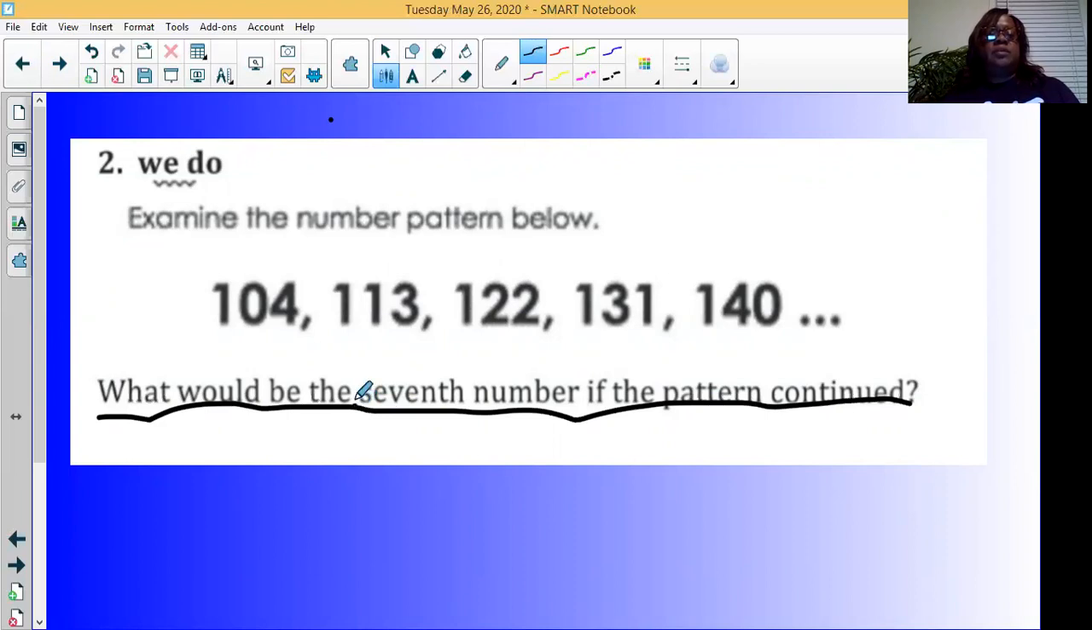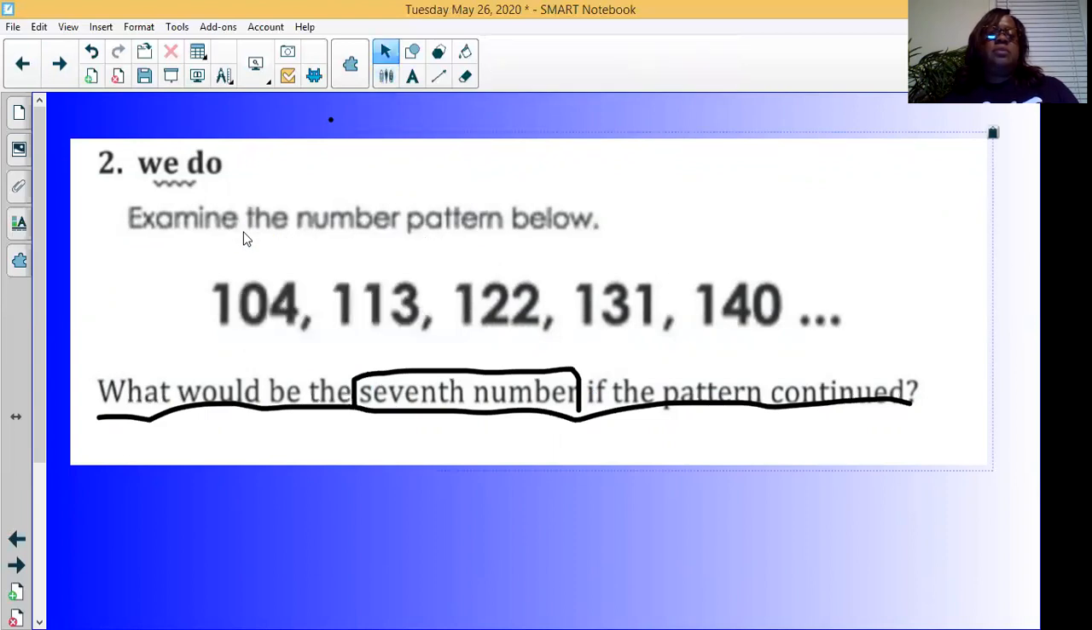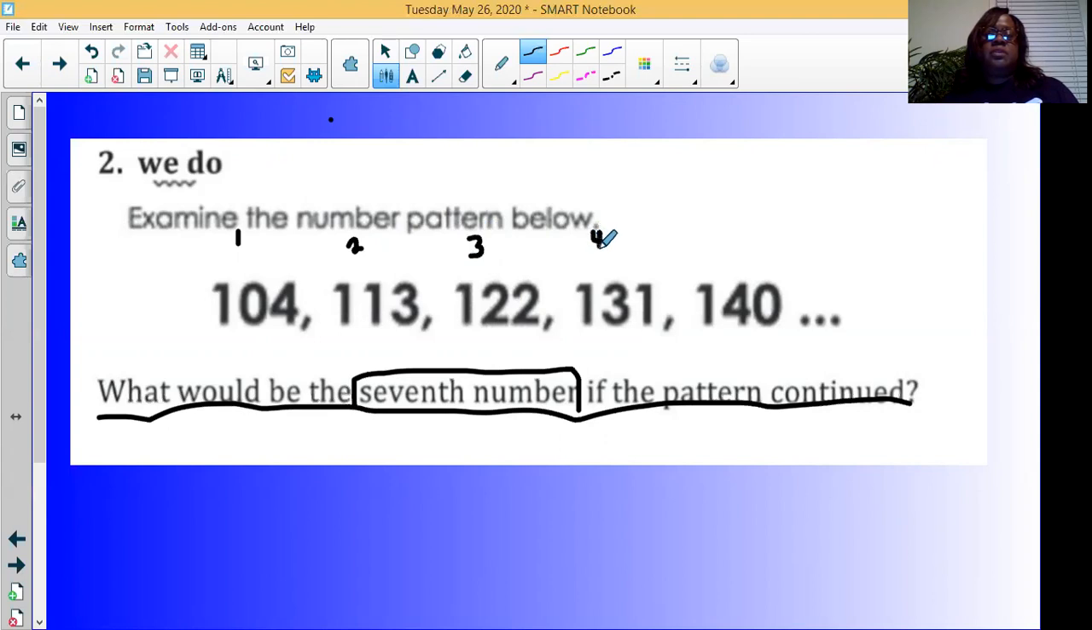Okay, you should box in the seventh number. So we're looking for the seventh number. Now, you number your numbers above so we'll know how far we have to go. So, of course, 104 is our first number. We'll put a little small 1. 113 is our second number. 122 is our third. 131 is our fourth number. And 140 is our fifth number.